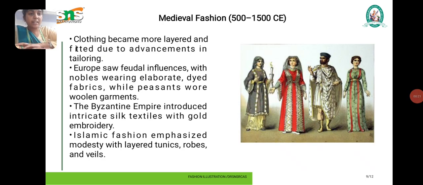First, the medieval fashions from 500 to 1500 CE. The clothing becomes more layered and fitted due to the advancement in tailoring. Mainly they concentrated on layered garments, and the garments were created using different tailoring styles.